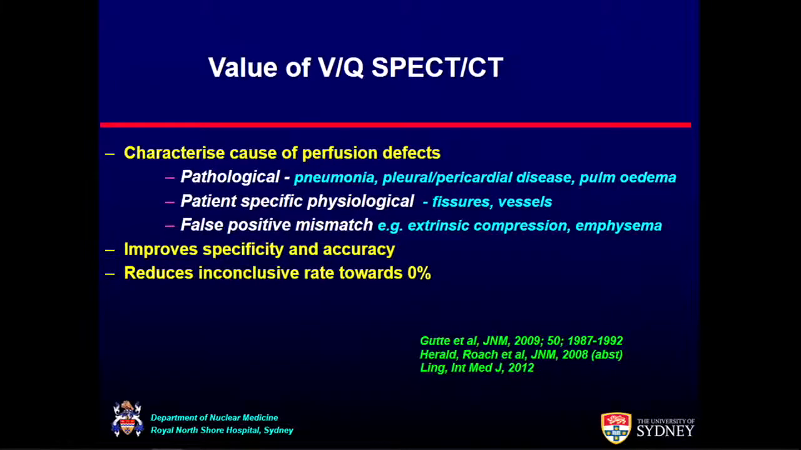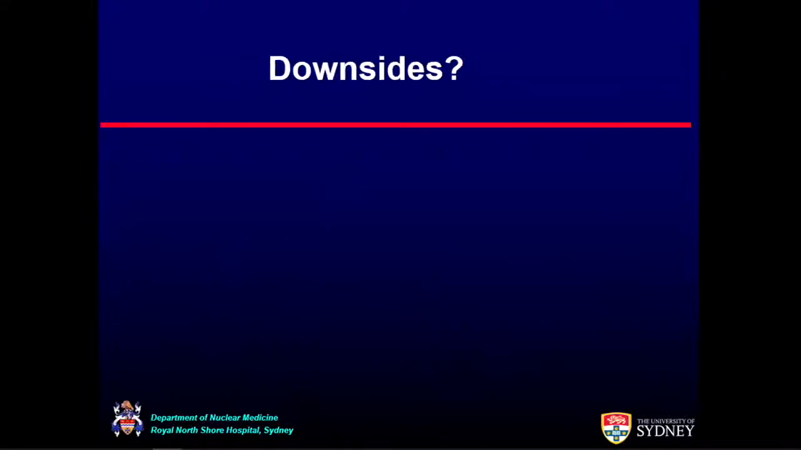So the value of adding the CT is that you can characterise the cause of perfusion defects. These might be pathological, things like pneumonia, pleural and pericardial disease, pulmonary edema, etc. Patient-specific physiological things such as fissures and vessels, and I think Jeff will be talking more about that later in the afternoon. Also the false positives. So, you know, there are other causes of mismatch, and adding the CT can show that. Your specificity and accuracy will go up, and your inconclusive rate becomes very low.